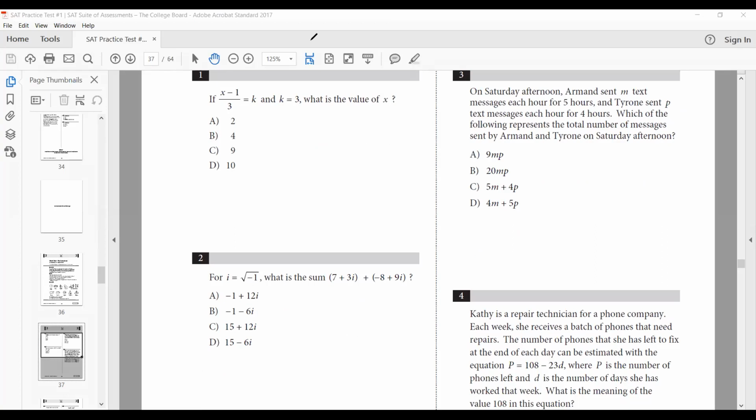So this question is an algebra question. If this expression equals k and k equals 3, what's the value of x? This is just like a system of linear equations. So k equals 3, so k can be replaced by 3. Then you get x minus 1, multiply both sides by 3, so you get 9, so x equals 10. This is super easy. You can use less than 10 seconds to finish this one. We talked about this in algebra.